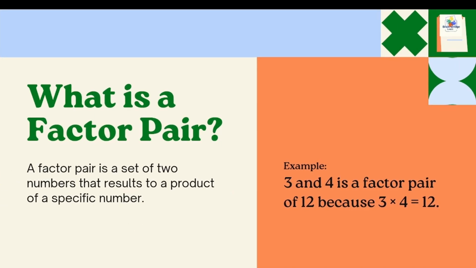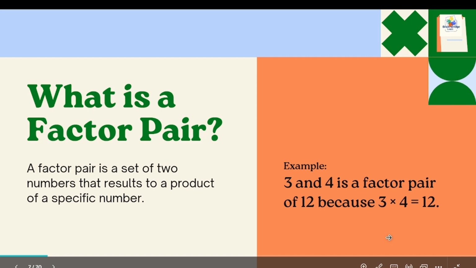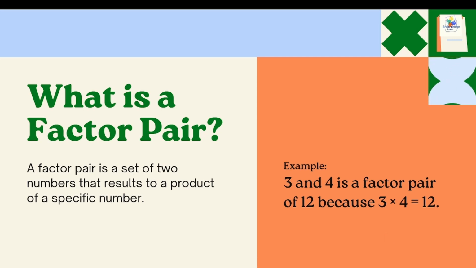Here it is asking what a factor pair is. A factor pair is a set of two numbers whose product gives a specific number. For example, 3 times 4 equals 12. It is a factor pair because both 3 and 4 are factors of the number 12. 3 completely divides 12, and 4 also completely divides 12.